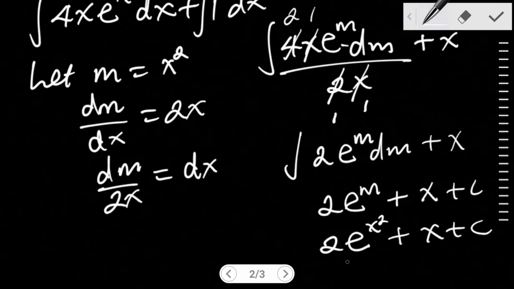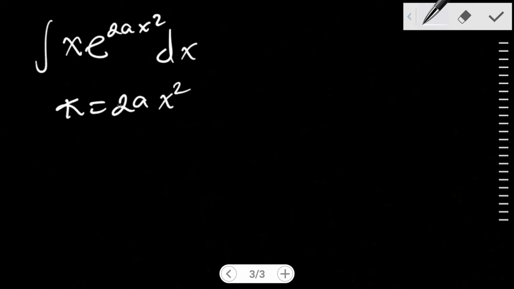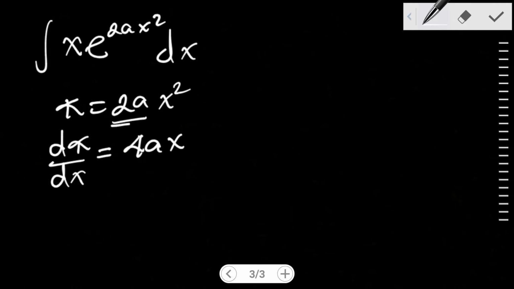Next: x e^(2a x²) as my power, if k is equal to 2a x², and then dk/dx would be equal to, I want to differentiate this, and so this is going to be 4a x in this case, because we are taking a as a constant. So this is going to be this, and now let's get dx. So dk all over 4ax would be equal to dx.